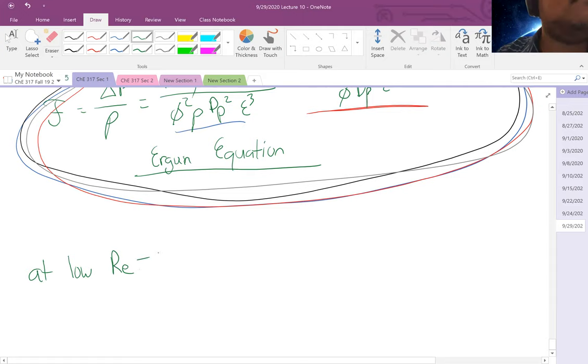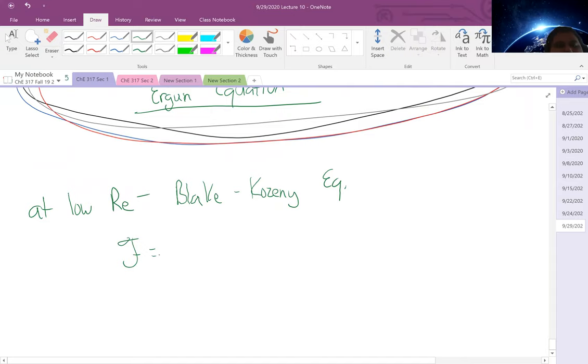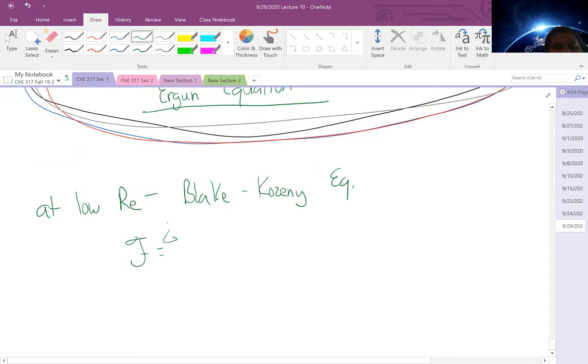make sure I've got the names in the right order. We can look at the Blake-Kozeny equation, which simply states that F is equal to delta P over rho, which is equal to 150 U mu L times 1 minus epsilon squared over psi squared times rho times the diameter of the particle squared times epsilon cubed.